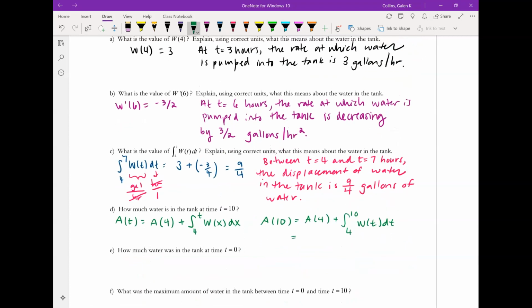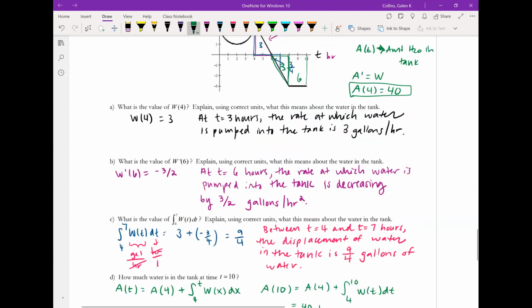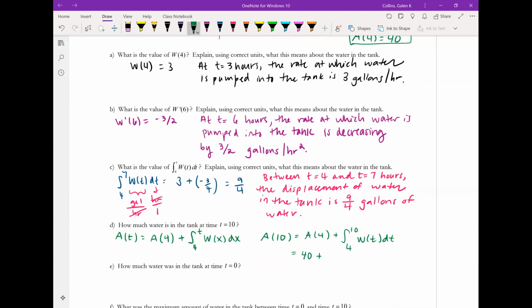So we said that when t equals 4, A of 4 is 40. That was given to us. And then we're adding 3 plus negative 3 plus 6. Nope, plus negative 6, sorry. I keep forgetting that was below the axis. Okay, so 40 minus 6 is positive 34. So at t equals 10, there are 34 gallons of water in the tank.